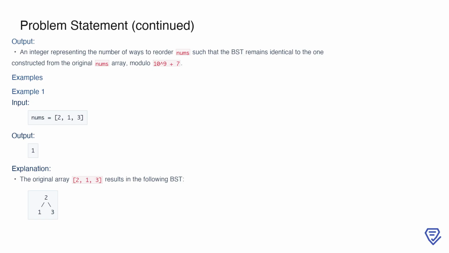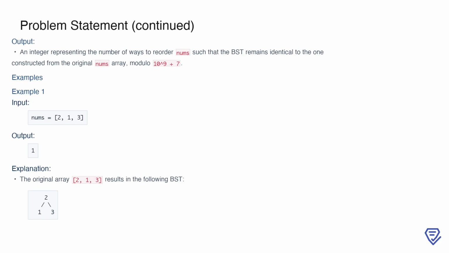Let's look at some examples to better understand the problem. First, consider the input nums equals 2, 1, 3. If we construct the BST from this array, we start with 2 as the root. Next, 1 is inserted into the left subtree because it's smaller than 2, and 3 is inserted into the right subtree because it's larger than 2.